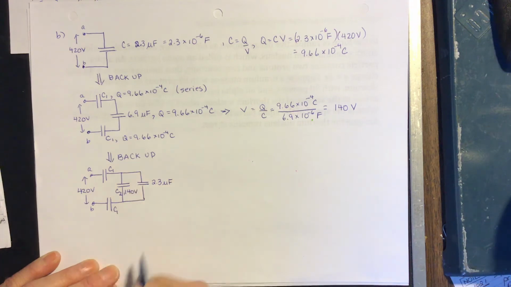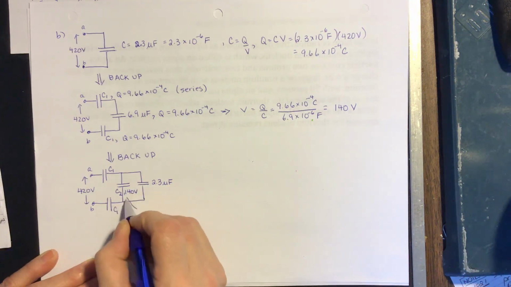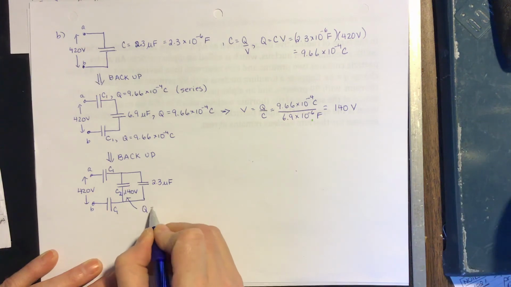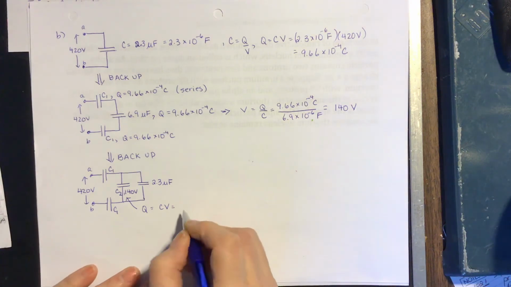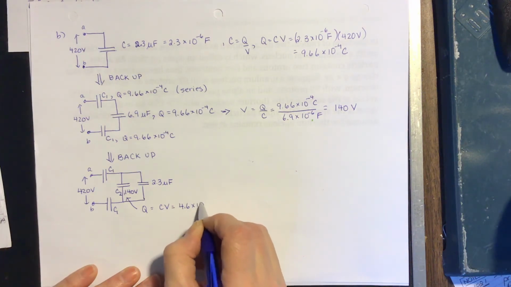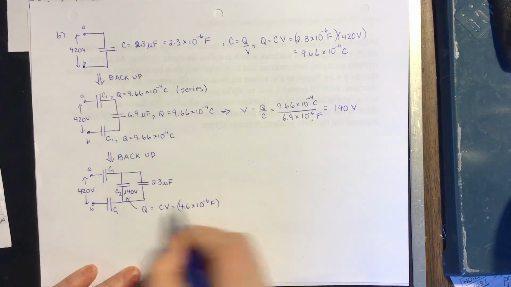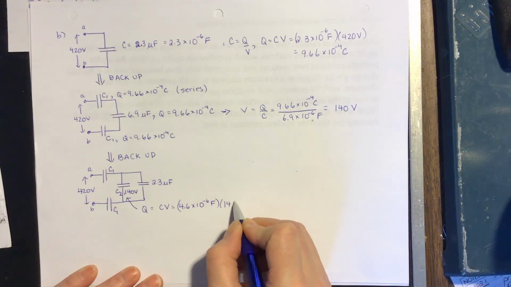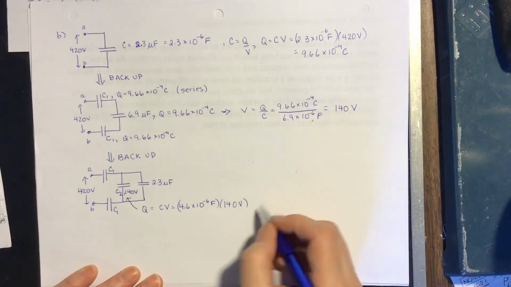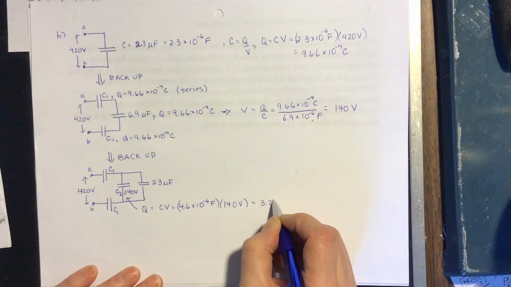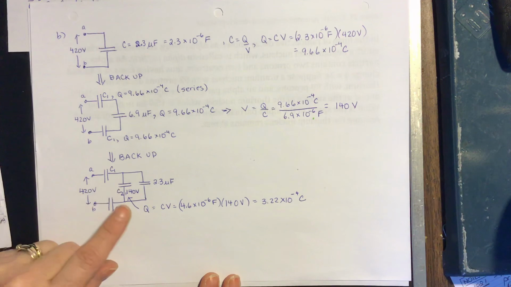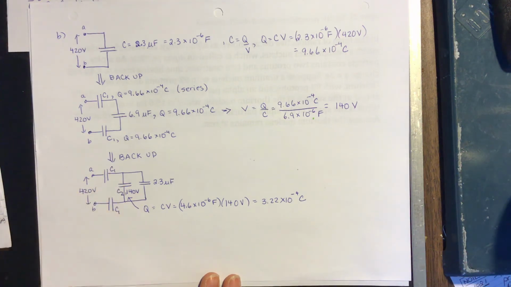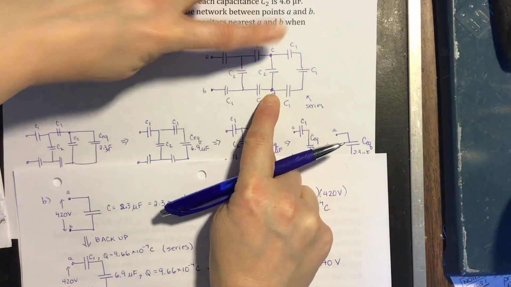So if we know the potential and we know C2, we can find the charge. So Q equals C times V. C2 was given, that's 4.6 microfarads. The potential is 140 volts. So we multiply 4.6 times 140, we get 3.22 times 10 to the minus 4 coulombs. Okay, so there's our charge and our charge across each of those three capacitors. The last thing we're asked to find is the potential across these two points. So we'll do that part next.